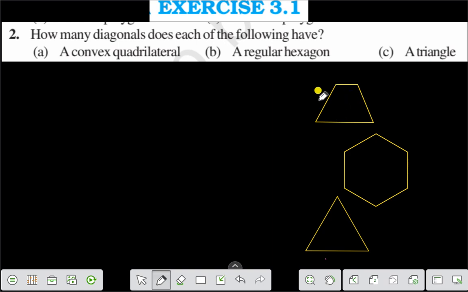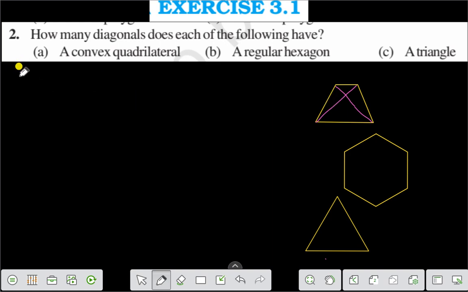Here you see, this is a convex quadrilateral. If we find the diagonal, what you get, you see. Here you are finding one diagonal here and one diagonal here. That is, in case of convex quadrilateral, we have two diagonals only, right?